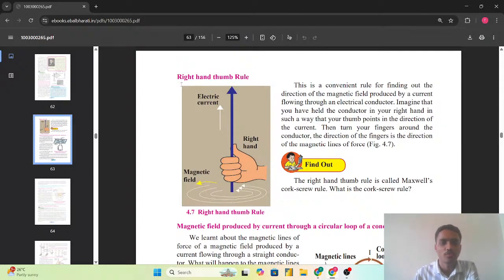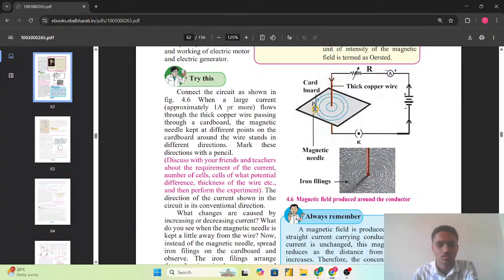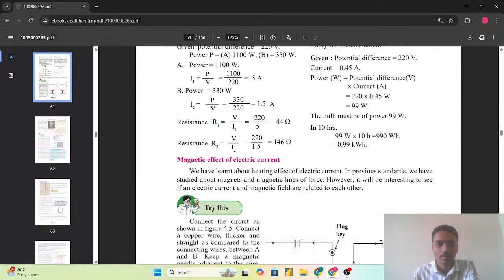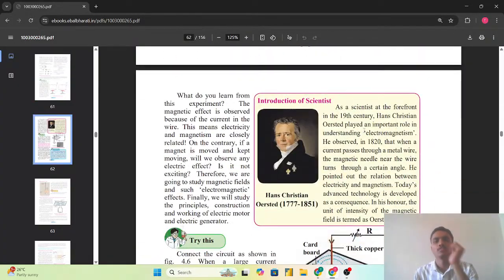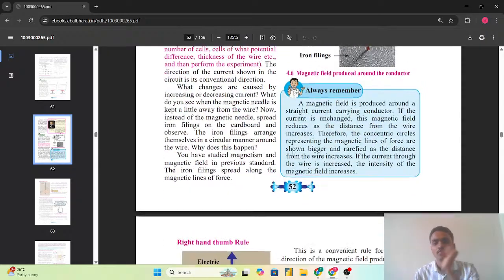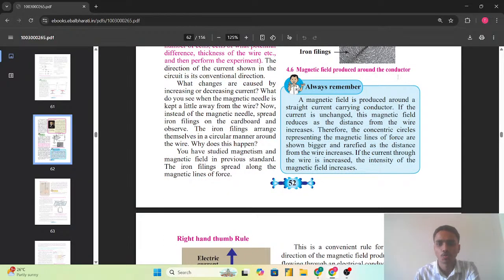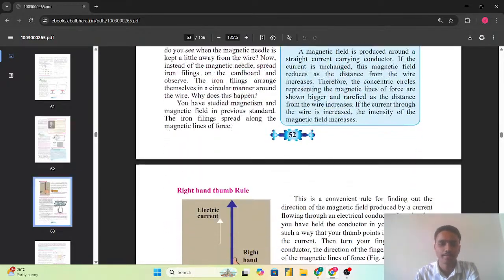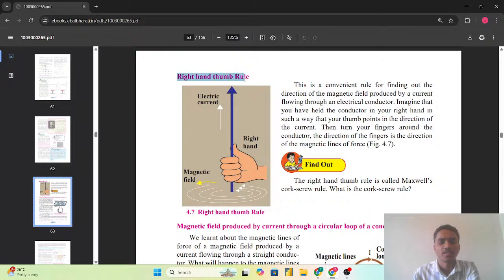So up to now we have seen about the magnetic effect of the electric current. There we have studied about the magnetic field produced around the straight current carrying conductor. Now the next part is the right hand thumb rule.